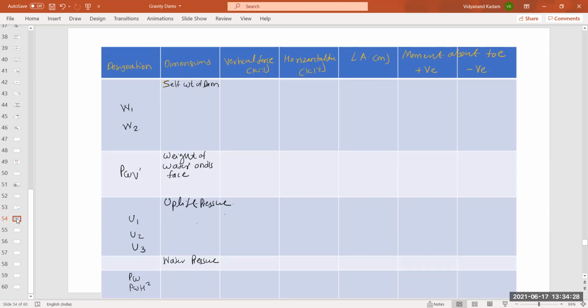Now calculate the self weight first. Start with W1. Tell me what is the value of W1? It is a rectangle. What is the size of the rectangle? It is 6 meter by 84 meter into unit length. Unit length is 1 meter. Here it is mentioned in the problem that the unit weight of concrete should be taken as 23.5 kilonewton per meter cube. So calculate W1.